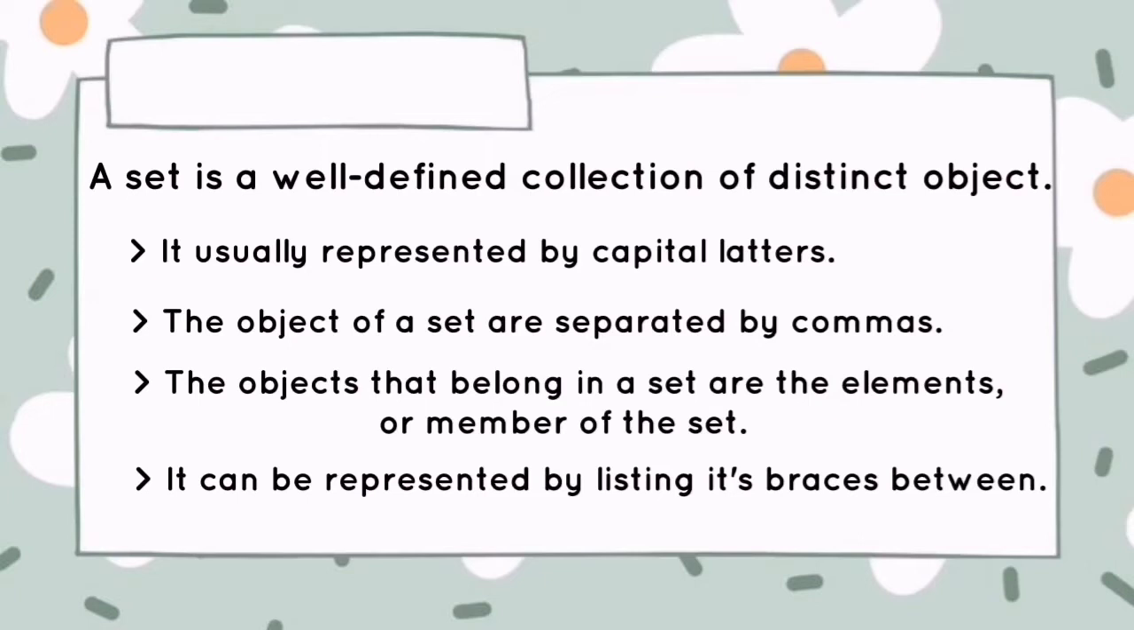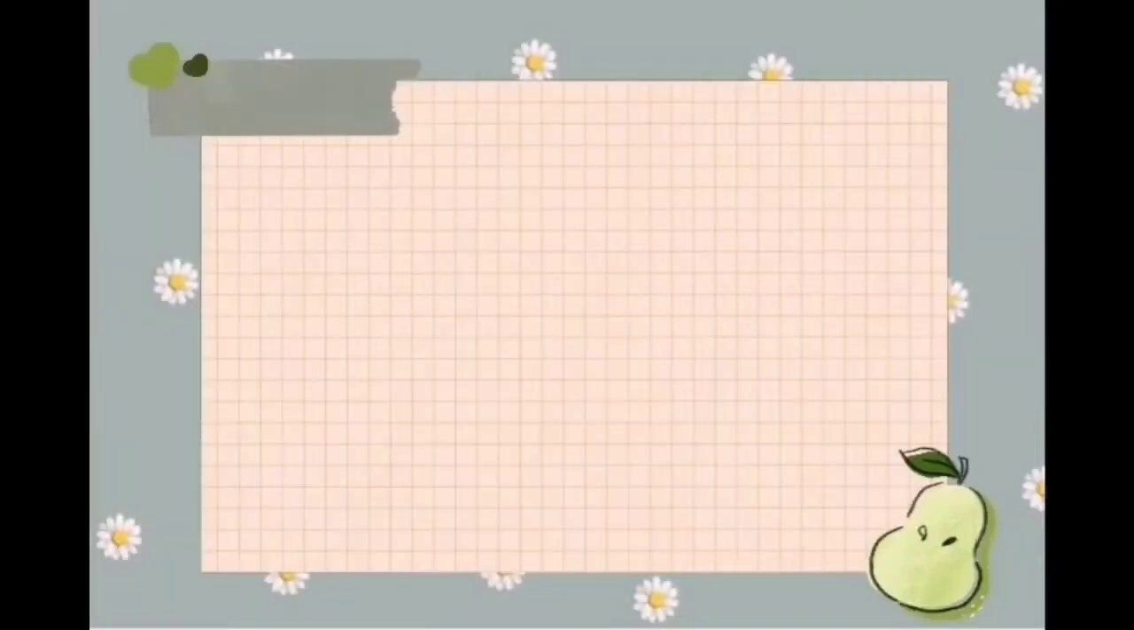The objects of a set are separated by commas. For us to separate the elements in a given set, we must use comma. The objects that belong in a set are the elements or members of the set. So, ang tawag natin doon sa makikita natin sa loob ng set ay members or elements. It can be represented by listing its elements between braces. So, we have to use braces in writing a set.